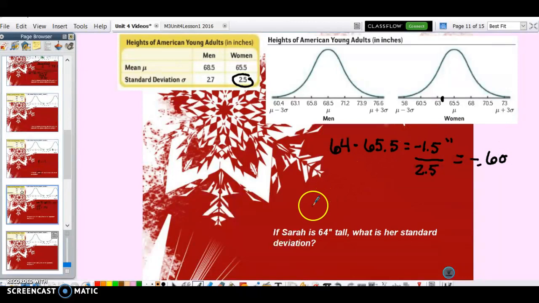Again, you can kind of see my pattern in these last few. You would take the person's height minus the average and divide it by the standard deviation. That would give you the person's standard deviation.